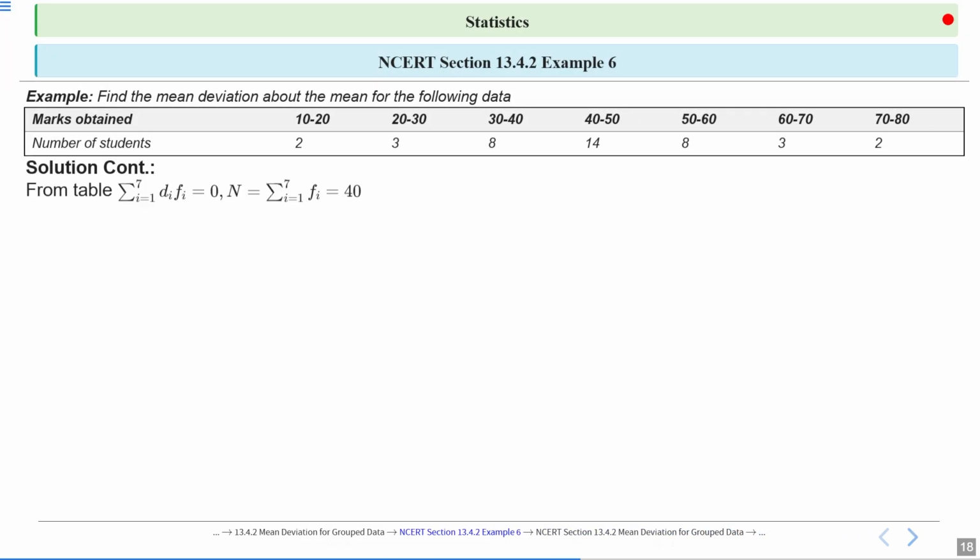From the table, we can see two important values. The sum of di times fi, written as summation di into fi, is equal to 0, and the total number of students n equals summation fi, i equal to 1 to 7, which is equal to 40.